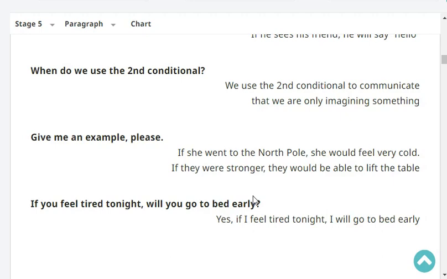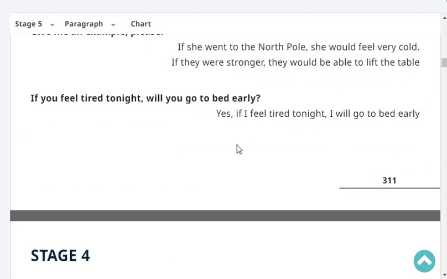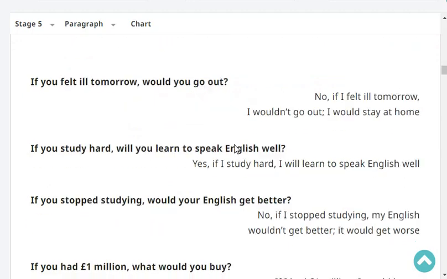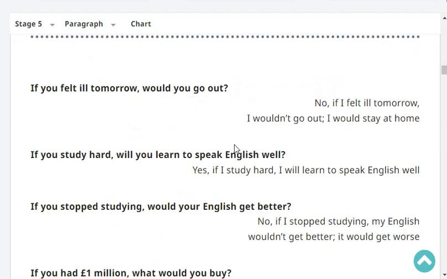If you feel tired tonight, would you go to bed early? Yes, if I feel tired tonight, I will go to bed early. If you felt ill tomorrow, would you go out? No, if I felt ill tomorrow, I wouldn't go out. I would stay at home.